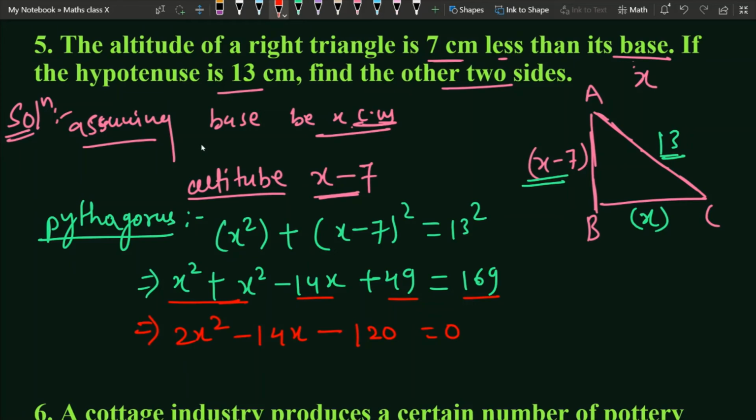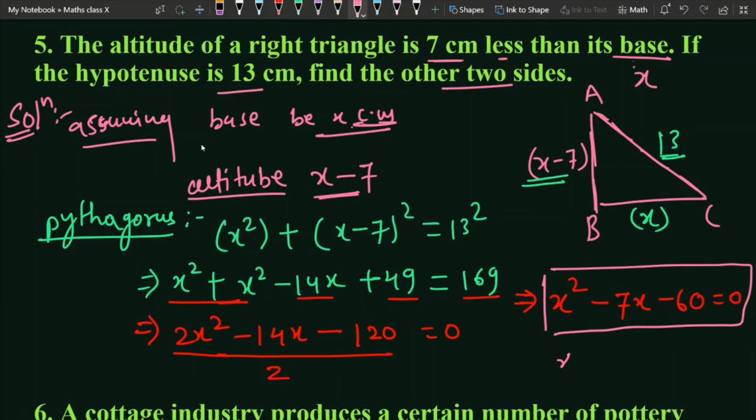Again, you can simplify this equation more by dividing it by 2. You will get x square minus 7x minus 60 is equal to 0. This is the equation you need to solve. You will get two values of x. Think over those two values, because length cannot be negative, age cannot be negative. Likewise, you have to select the x.